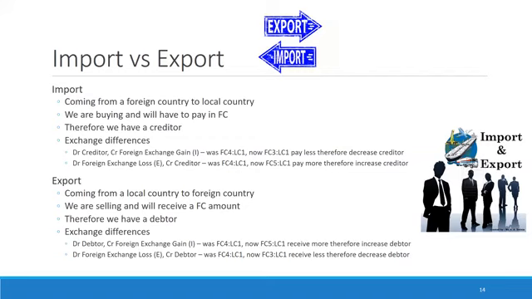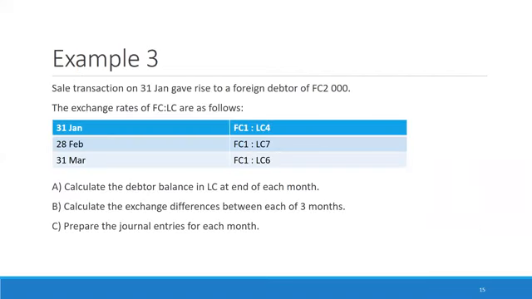And that's why it's going to be vitally important that you're able to determine whether you are in fact importing or exporting, because that's going to impact whether you would have a gain or a loss, dependent on the change in the exchange rates. We're now going to look at a series of examples, starting with example 3 from your Grip and Garp textbook.